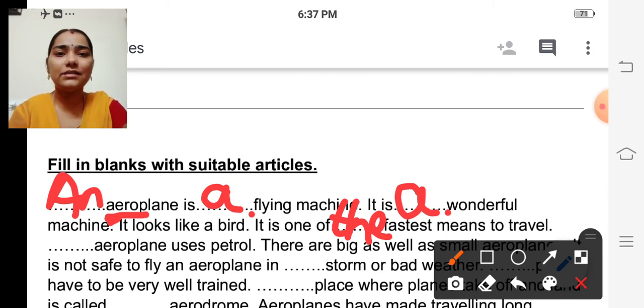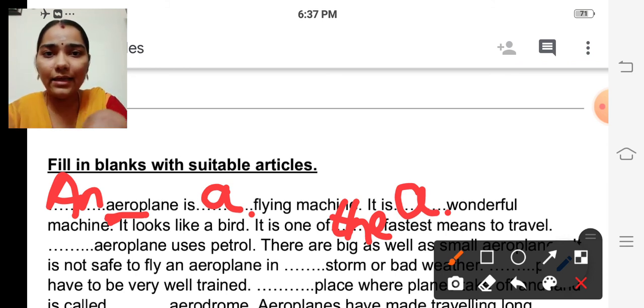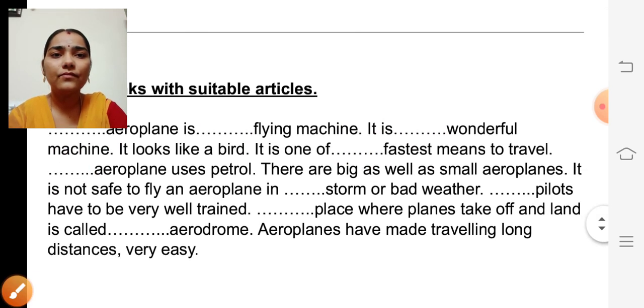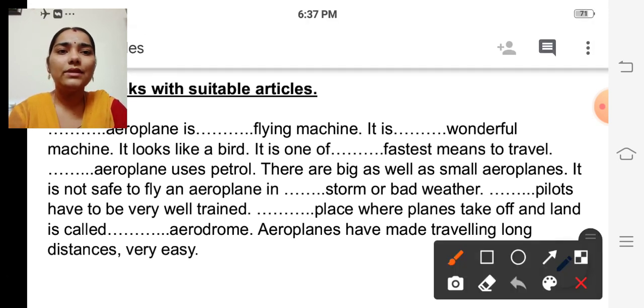Here again dash aeroplane. So an aeroplane, like we have done just now, because it starts with the letter A. A is a vowel. So we have placed an. An aeroplane uses petrol. So there are big as well as small aeroplanes.